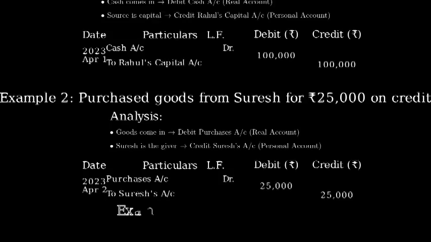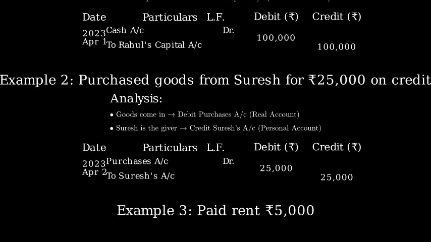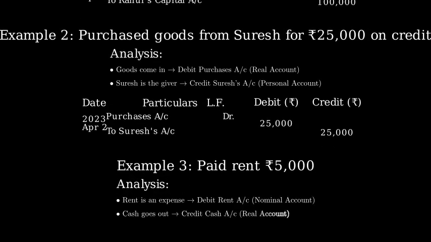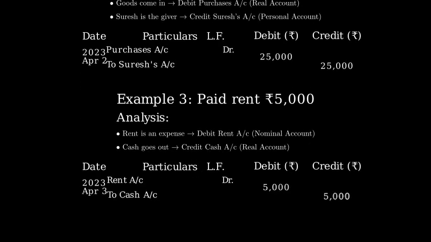Example 3. Paid rent 5,000 Indian rupees. Here, rent is an expense, so rent account is debited. Cash goes out, so cash account is credited.